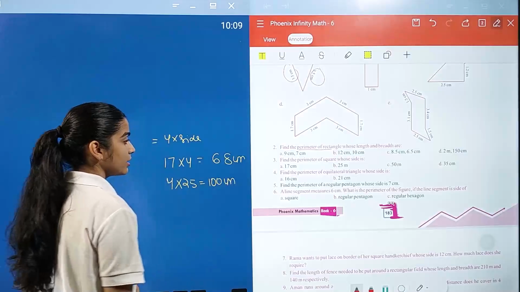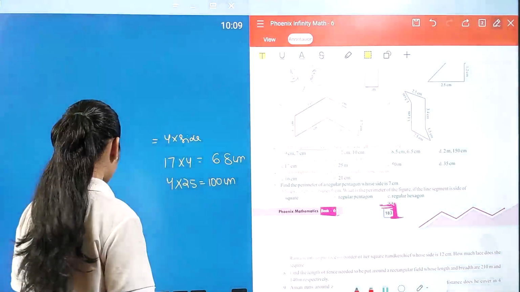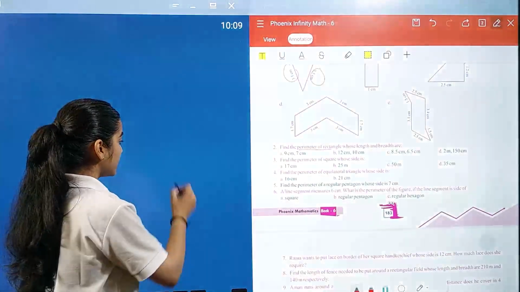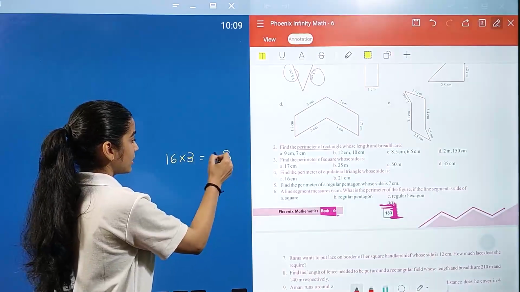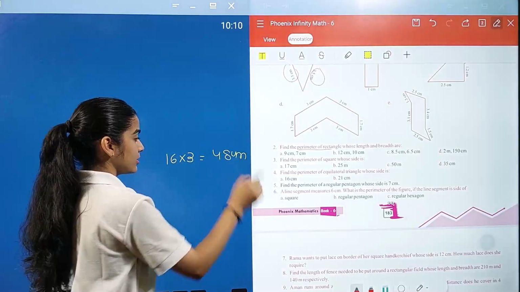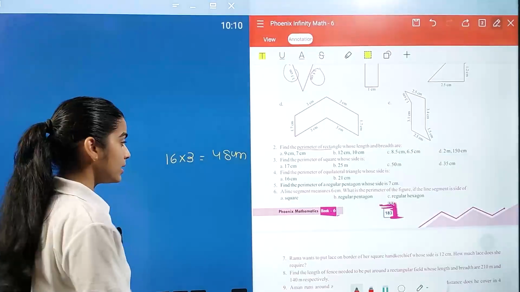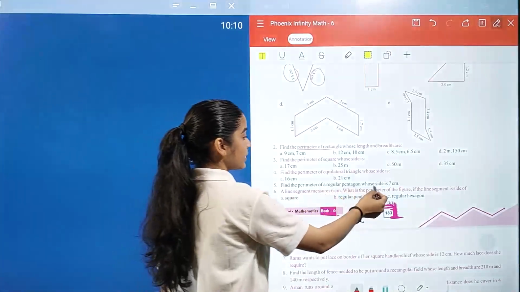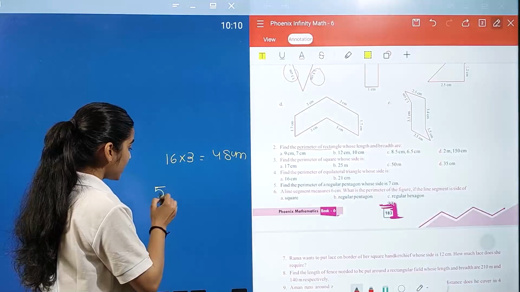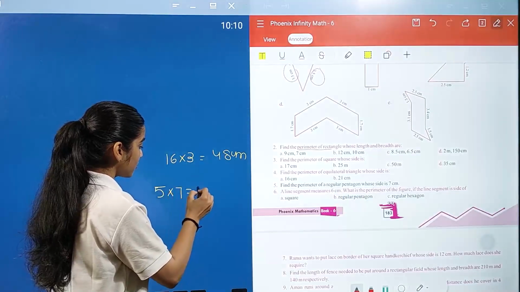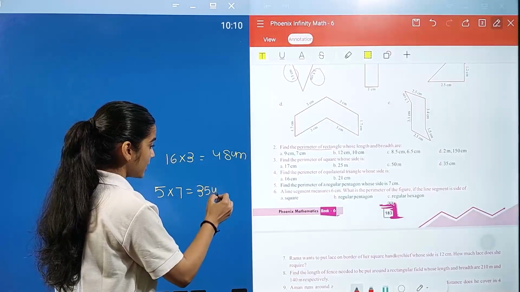Next question we have, find the perimeter of an equilateral triangle whose side is given. So you have to multiply 16 by 3. So that is equal to 48 centimeters. Same you have to do for the second part. Find the perimeter of a regular pentagon whose side is 7 centimeters. So a regular pentagon means 5 sides and we have to multiply it with 7. So your answer is 35 centimeter.